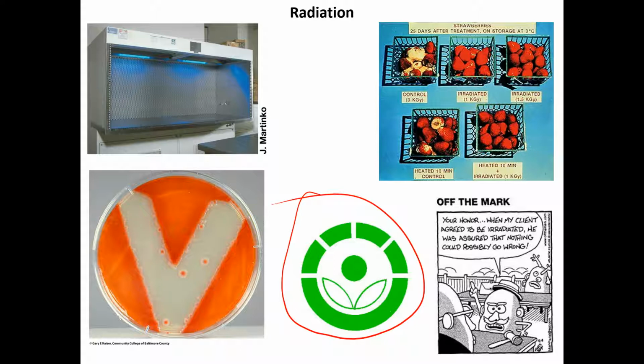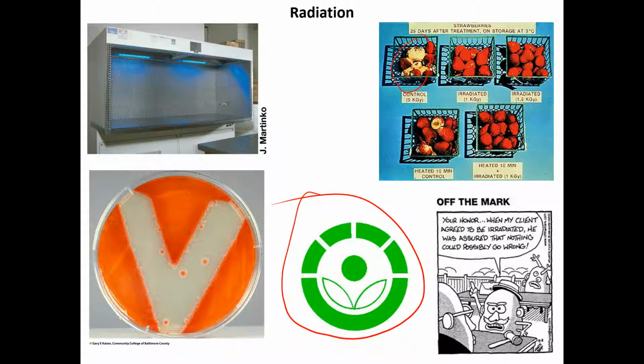All right, so we'll talk about what ultraviolet light and radiation does to a cell. But here, looking at strawberries, 25 days after treatment at storage 3 degrees Celsius, so refrigerated storage. Looking at the levels of radiation, which are measured in grays, in this case we're talking about kilograys. The control sample that was not irradiated, after 25 days at 3 degrees Celsius, so almost a month, you have fungal growth. They're completely spoiled.